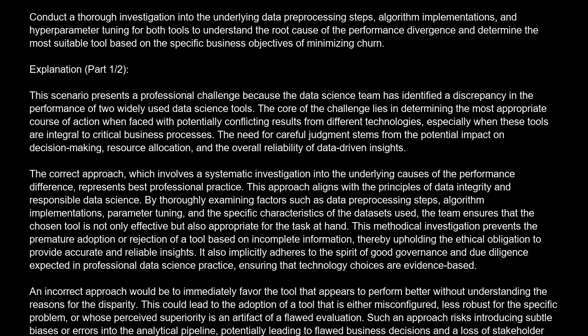This methodical investigation prevents the premature adoption or rejection of a tool based on incomplete information, thereby upholding the ethical obligation to provide accurate and reliable insights. It also implicitly adheres to the spirit of good governance and due diligence expected in professional data science practice, ensuring that technology choices are evidence-based.